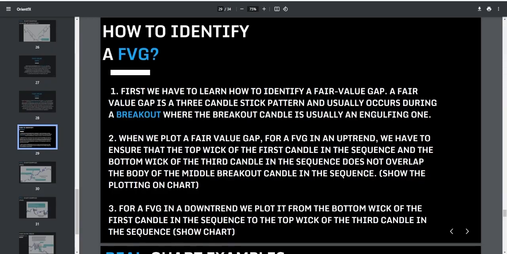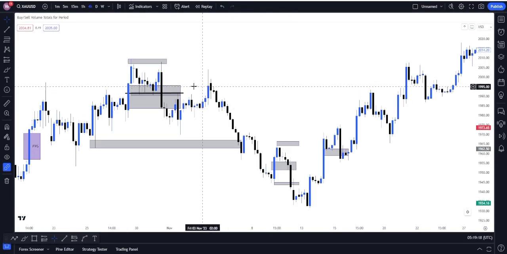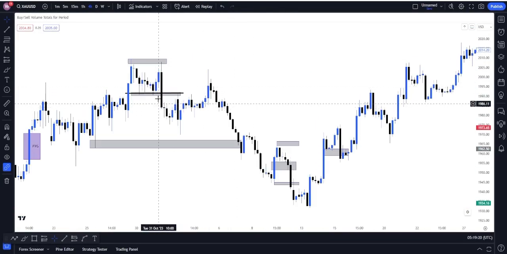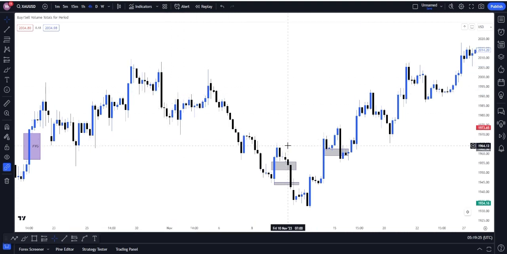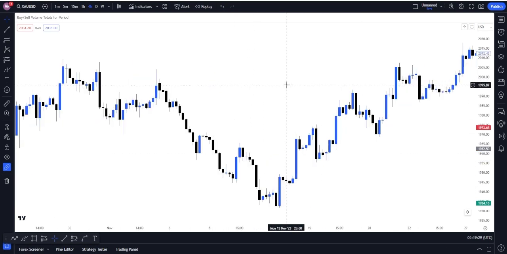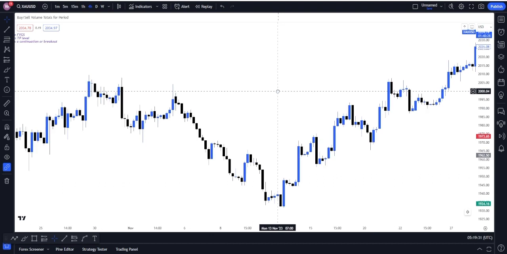Okay, so now how to identify fair value gap? Let's start from scratch. I'm gonna remove all of this once more. We will do it from scratch again. Okay, how to spot a fair value gap? What I like to do is always to start on my H4, right? So I always go to my 4-hour time frame. I like to identify my fair value gap.